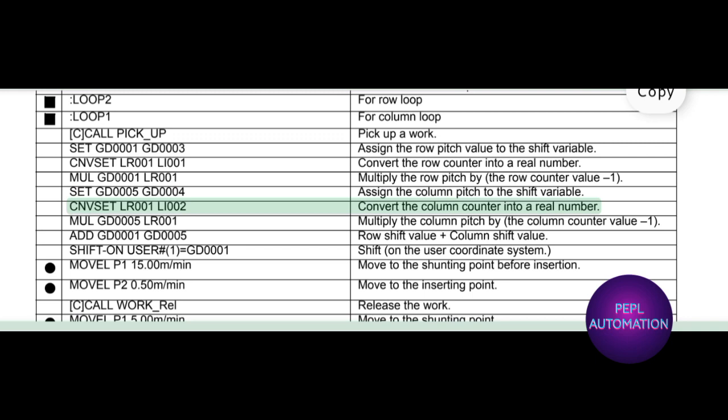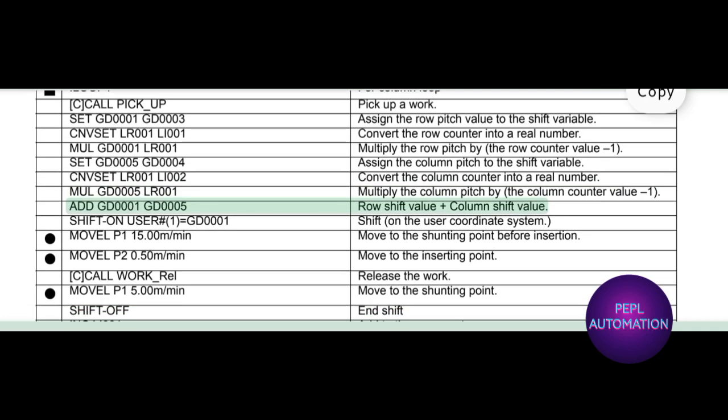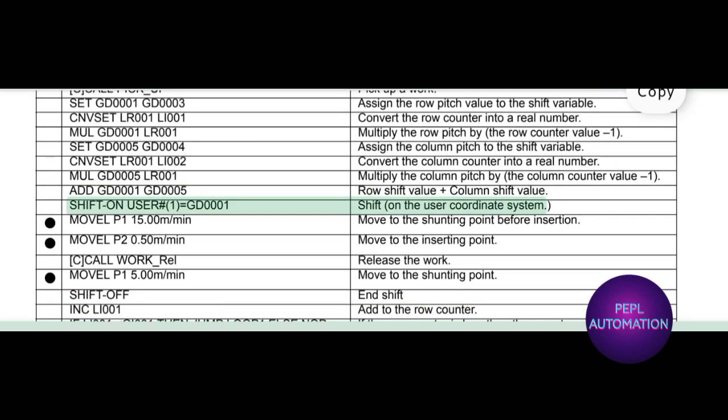CNVSET LR001 LI002. Convert the column counter into a real number. Mul GD0005 LR001. Multiply the column pitch by the column counter value minus 1. Add GD0001 GD0005. Row shift value plus column shift value. Shift on user number 1 equals GD0001. Shift on the user coordinate system.